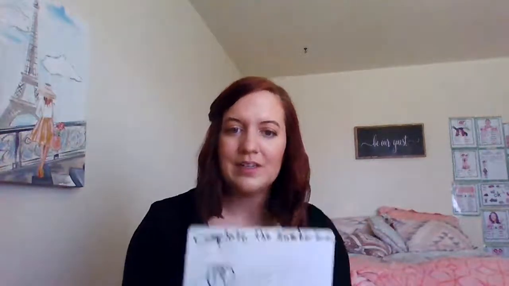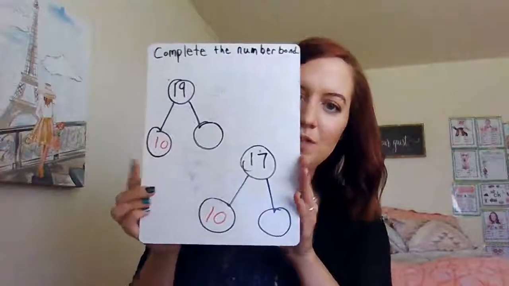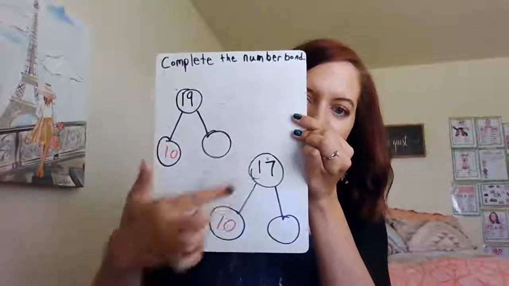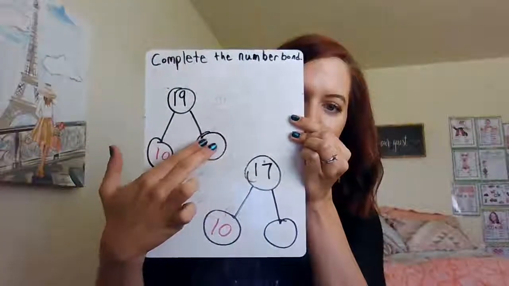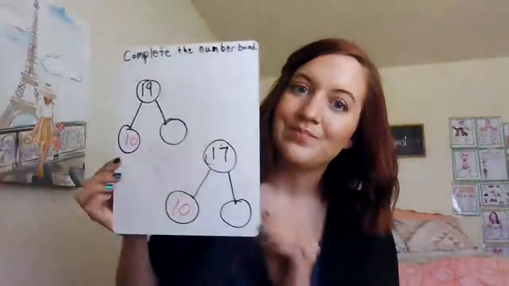All right, my friends, here it is again. You're going to complete the number bond. We have 19 up here, 17 here, and then they each have 10 as one of the parts. So you just have to tell me what the other missing part is, okay?